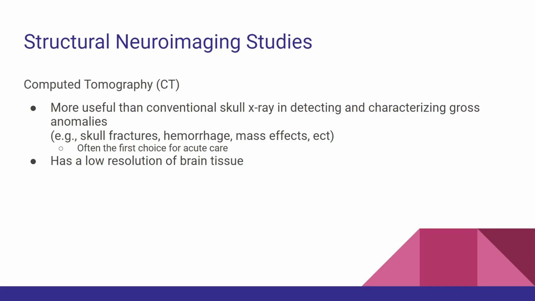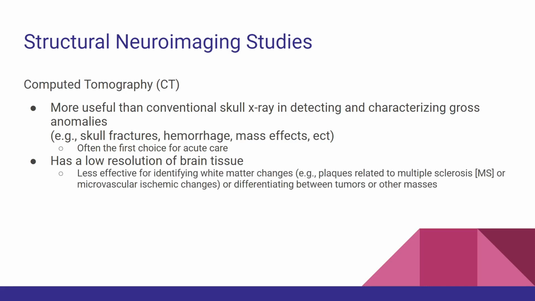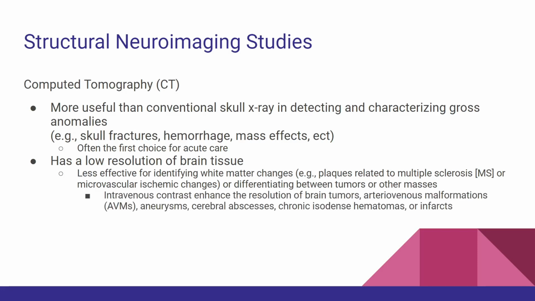And they're often the first choice when you're presenting at an acute setting. There are some limitations. It tends to have a low resolution for brain tissue, so you don't get a good detailed picture of what someone's brain looks like. And it's not as effective for identifying changes in white matter, such as things like plaques related to multiple sclerosis or MS, or microvascular ischemic changes, and it can be hard to differentiate between tumors and other kinds of masses with just CT imaging.